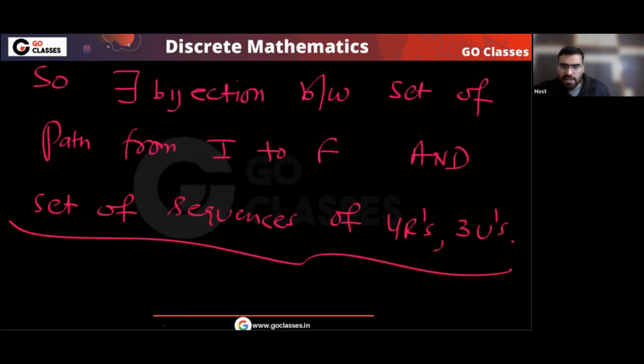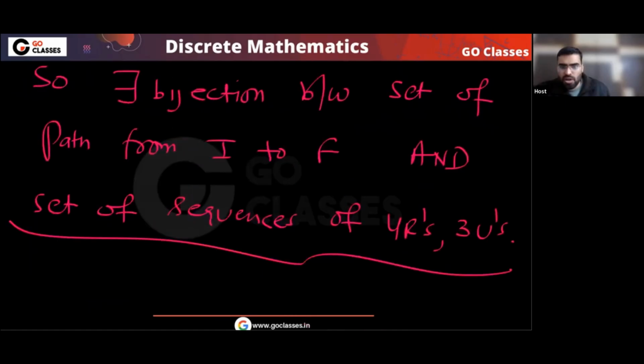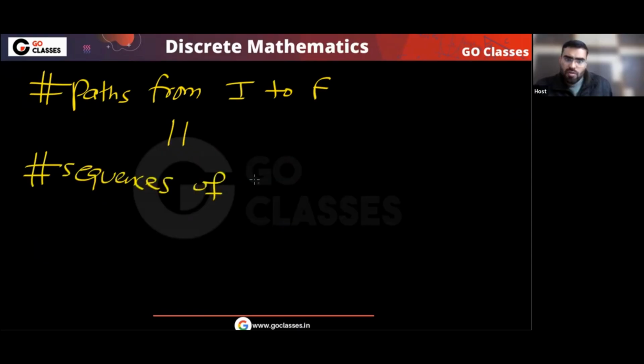So here the cardinality must be same. So I can say number of paths is equal to number of sequences of 4 R's and 4 U's. So finally, how many sequences are there? Just count it. This is the final conclusion: number of paths from I to F is equal to number of sequences of 4 R's and 3 U's. Yes or no? 4 R's and 3 U's.